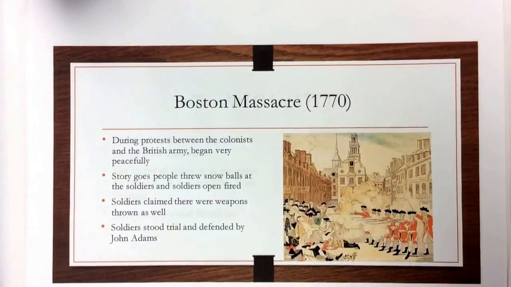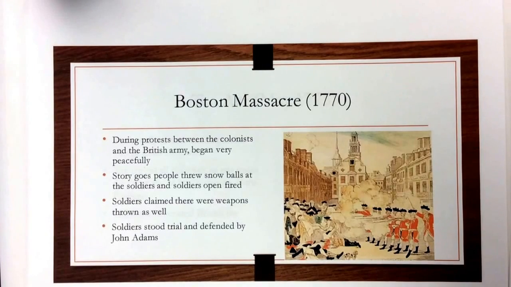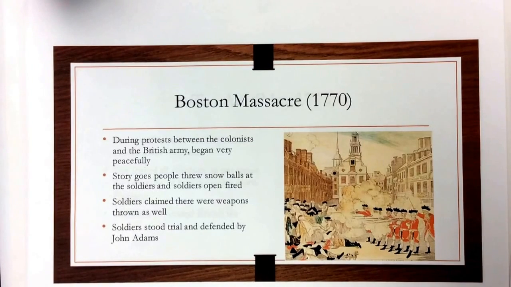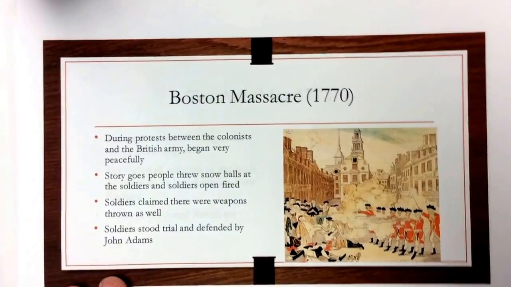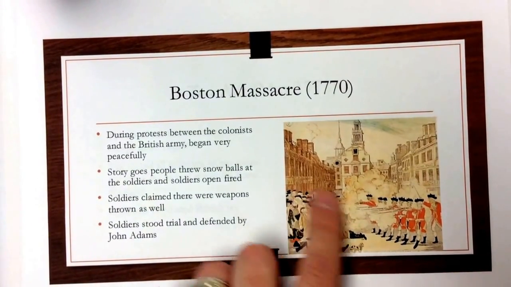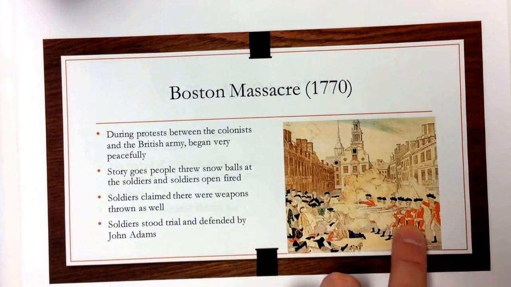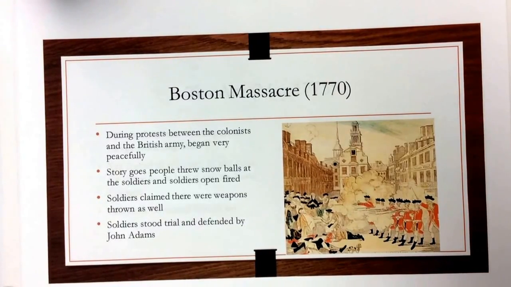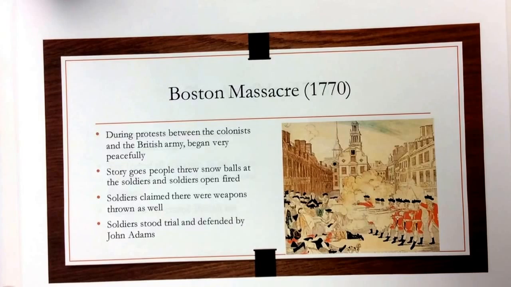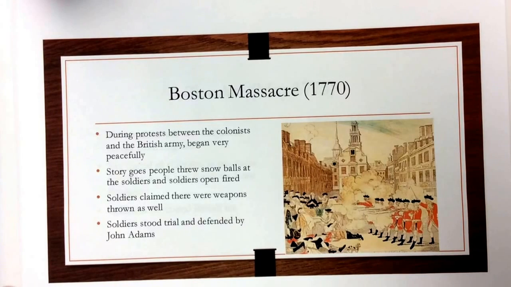Then we have the Boston Massacre. Now, the Boston Massacre is one of the most well-known events to happen during the Revolution. We're going to have a group of colonists protesting, and we're going to have the British response. It's hard to get a good story of what really happened, and it's kind of what you've read about. The story goes that people were throwing snowballs at soldiers, and soldiers opened fire.